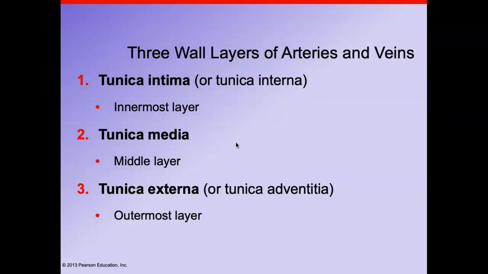So in terms of the layers of these arteries and veins, there are three tunics or layers. The innermost layer is the tunica intima, also called the interna. The middle layer is the muscular layer, that's the tunica media, and then the outermost layer is the externa or adventitia.